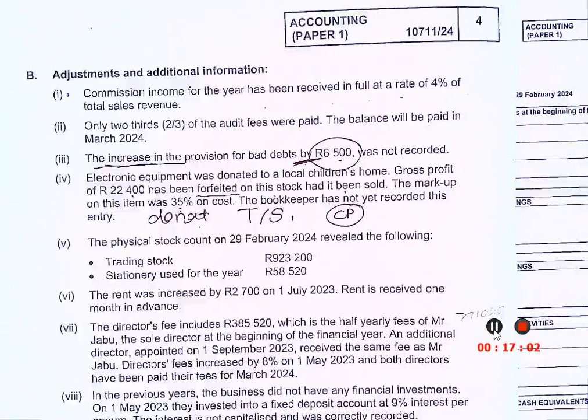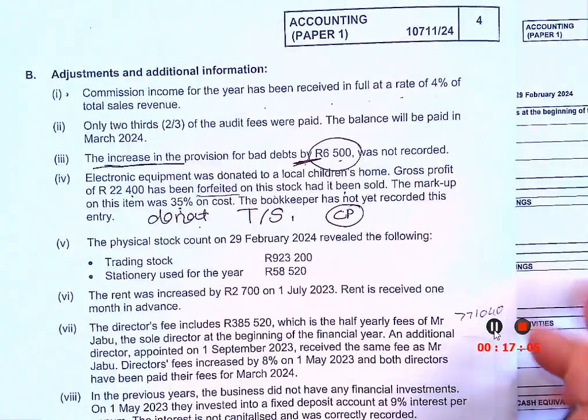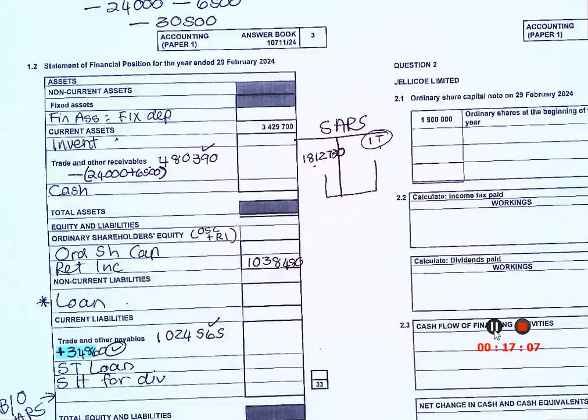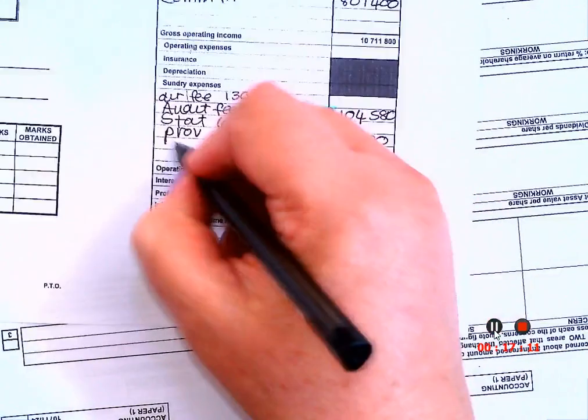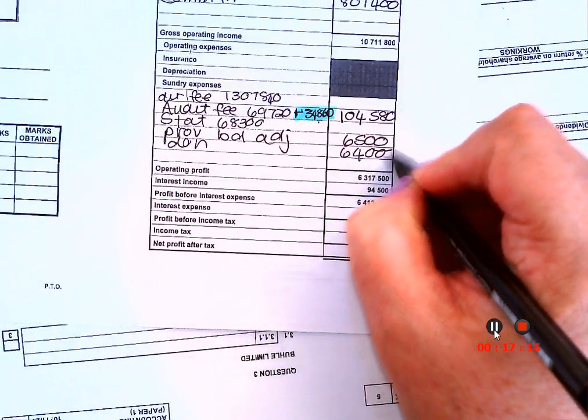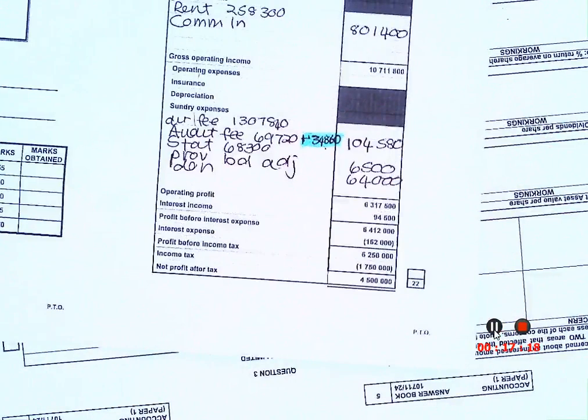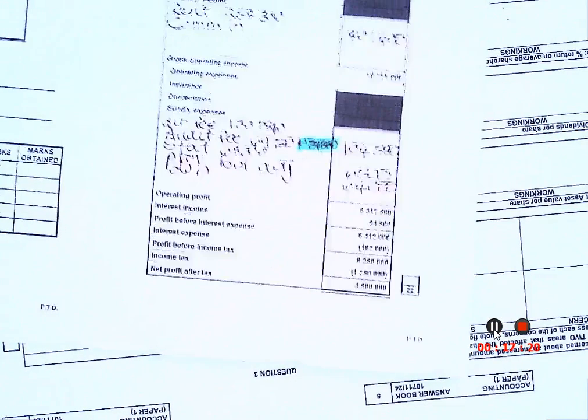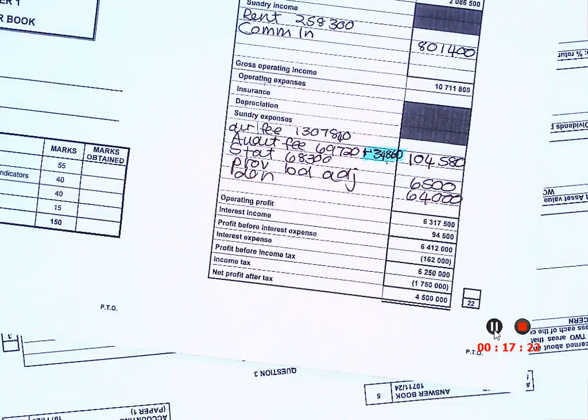So what's my donation? Donation is 64,000 on the dot. Okay, but now what's happening with my donation? What's happening with the stock? Let's quickly go look.